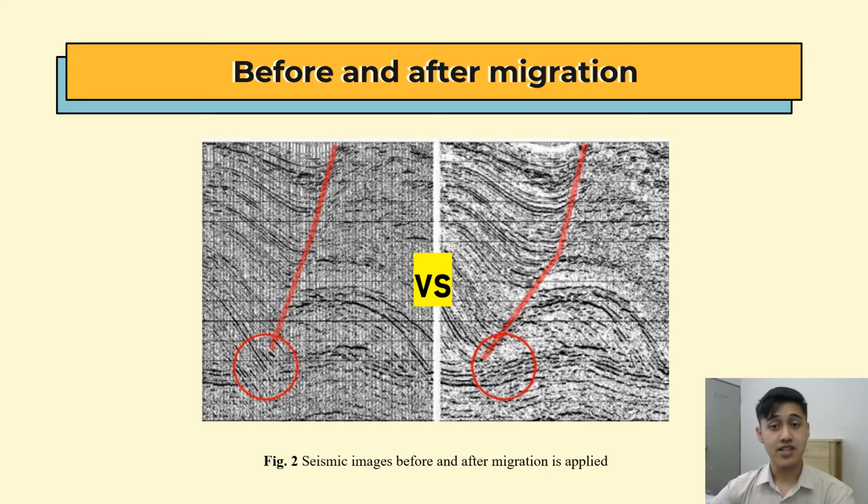As you can observe, in the unmigrated section, the dipping events are not properly positioned. Also, the diffraction events are not collapsed and they are overlapping events in the unmigrated section. Meanwhile, dipping events in the migrated section are properly positioned and there is a collapsing of diffraction events in the migrated section. You can also observe there is no event crossing in the migrated section.